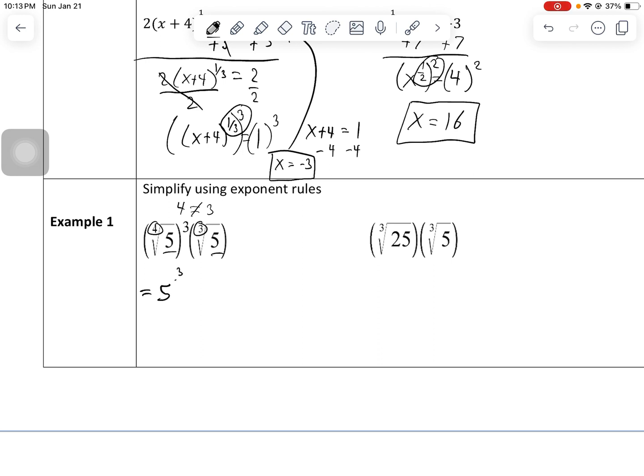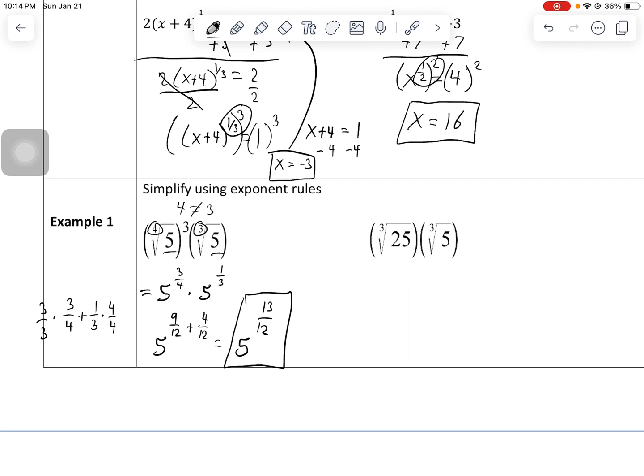So this becomes 5 to the 3/4 power times 5 to the 1/3 power when I rewrite this. And then since we have the same base, we can add the exponents. In order to add 3/4 with 1/3 though, I need a common denominator. So I'm going to multiply this one by 4/4, and then I'm going to multiply this one by 3/3. So our new problem becomes 5 to the 9/12 plus 4/12, which if we add those together, we get 13/12. And there's our answer on this one.